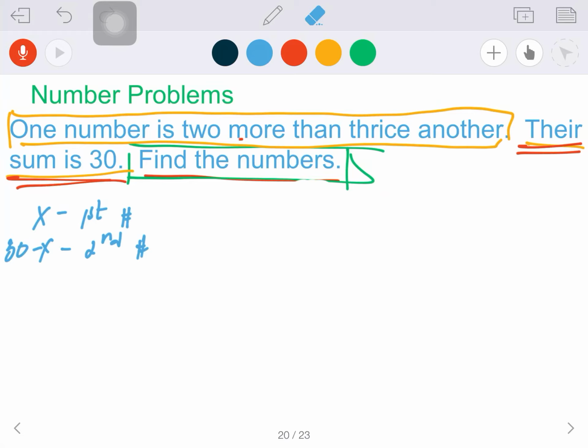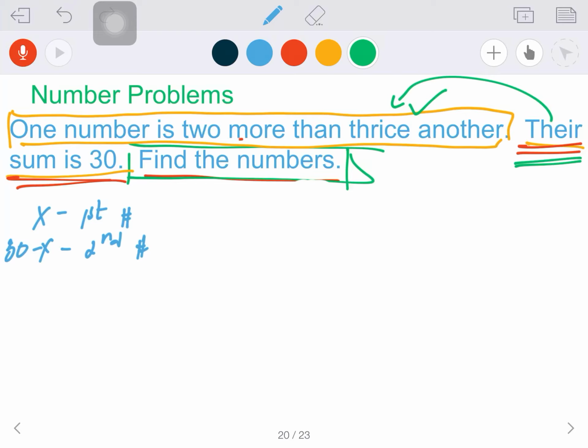Either way, if the first sentence was used to represent our unknowns earlier, the second sentence would be the one to relate. But since we used the second statement to represent, we are now going to use the first statement to relate. And how are they related? You have to read the statement again: one number is 2 more than thrice another. So you have to decide.